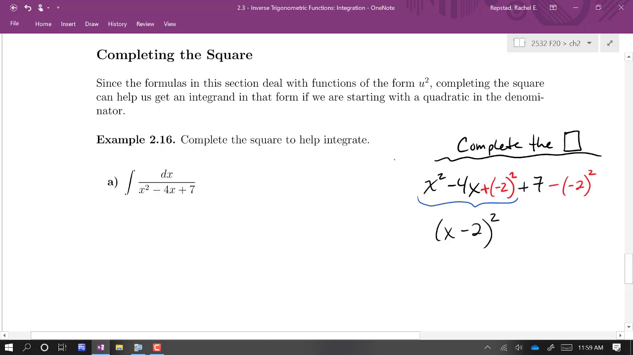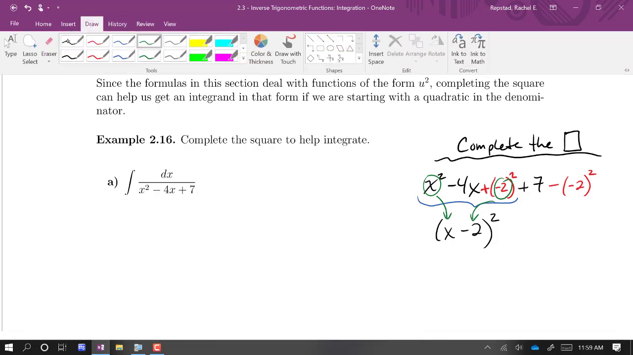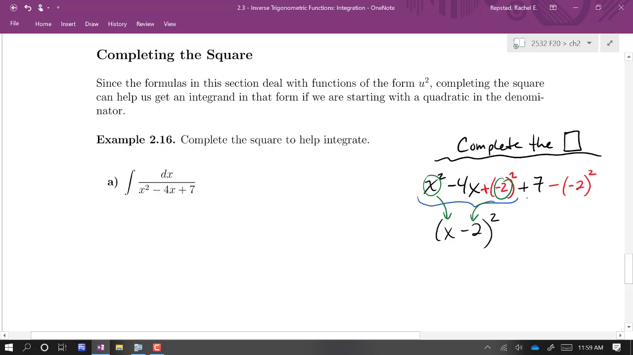It's the square of x minus 2, right? We're just going to take this right here and that there, and there's our perfect square. Now we just have a little bit of arithmetic to do at the end. 7 minus 4 is 3. So now we have x minus 2 squared plus 3.